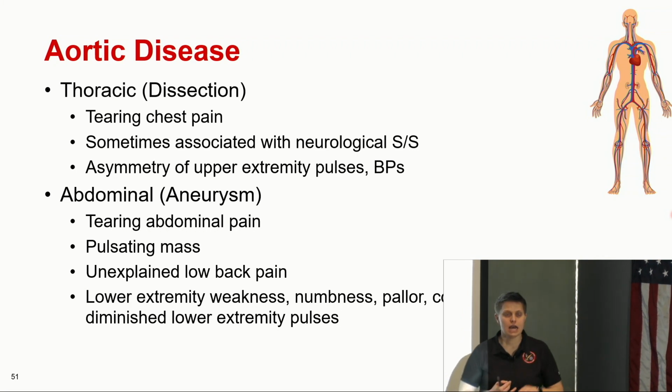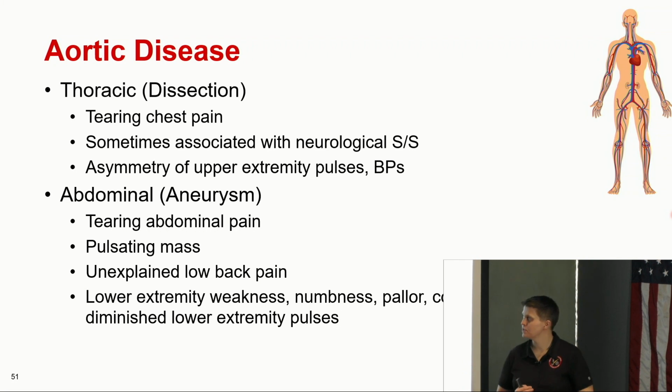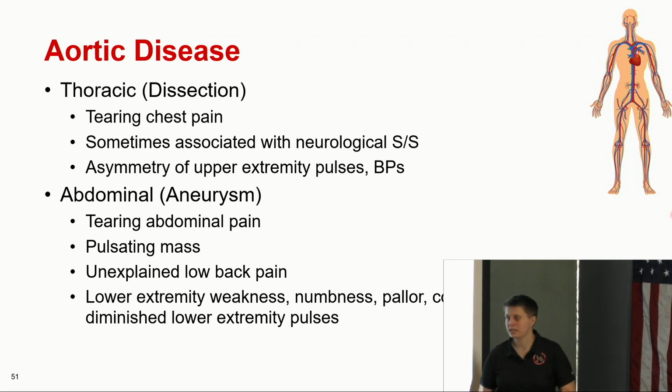The abdominal aorta is prone to aneurysm. This typically presents as tearing abdominal pain or a pulsatile mass, but may present as unexplained back pain or lower extremity weakness, numbness, changes in the color of the lower extremities, or diminished lower pulses.